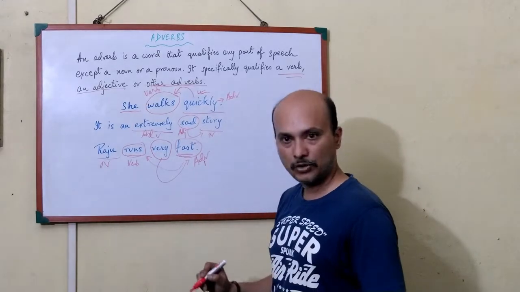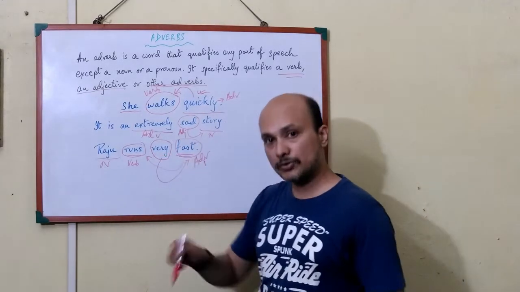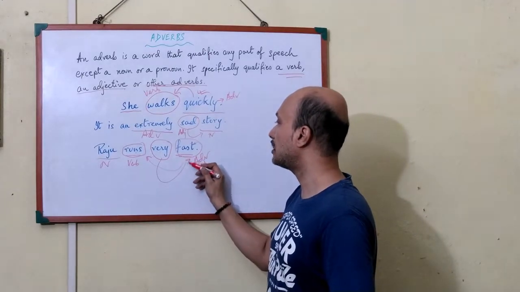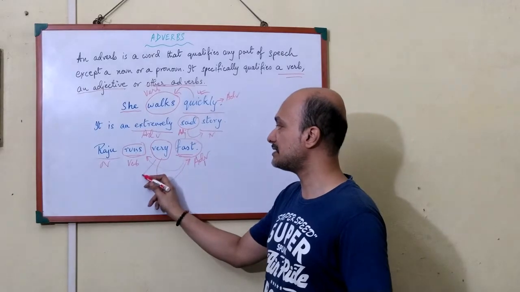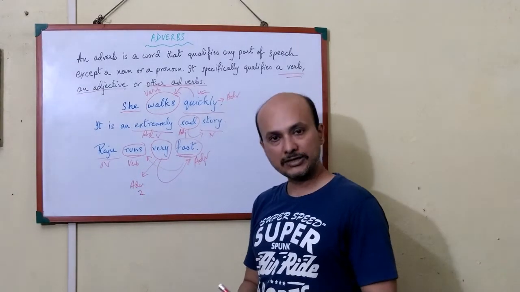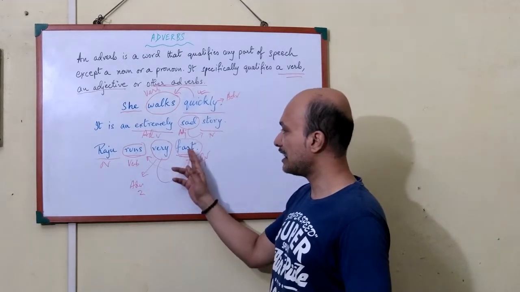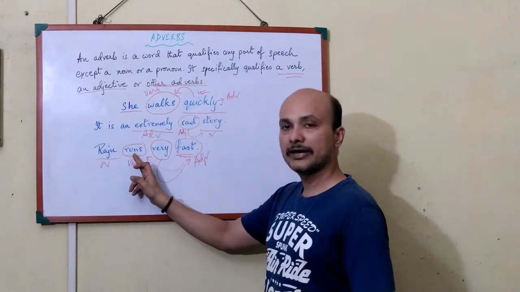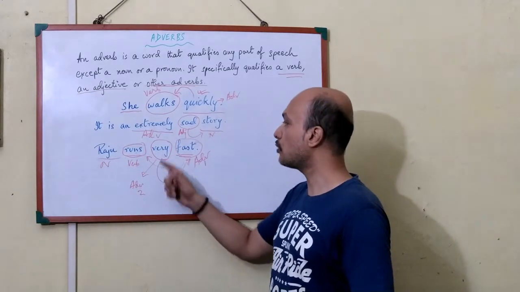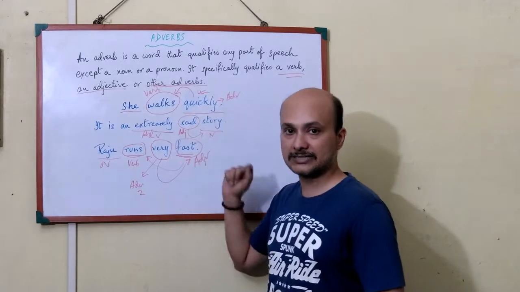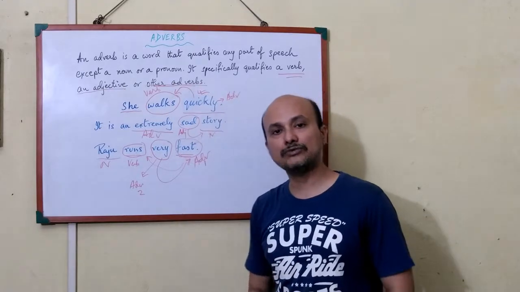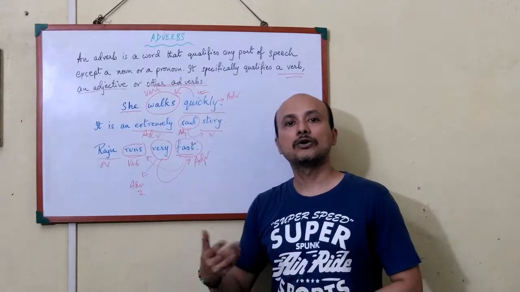I write here adverb 1. But very is also an adverb. Why is it an adverb? Because it is qualifying the word fast, which is an adverb. So this is adverb 2. Understood? So why is fast an adverb? Because it qualifies the word runs. Why is very an adverb? Because it qualifies the adverb fast. Understood? So this is the basic definition of the functioning in which the adverbs work.